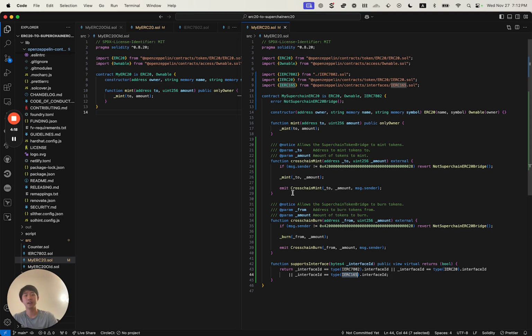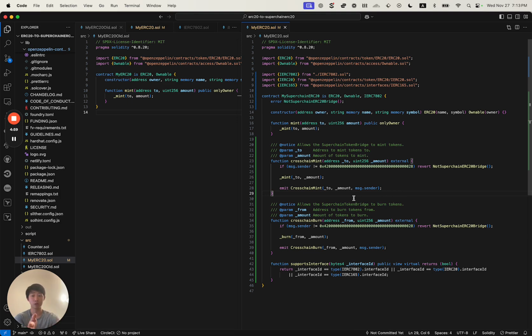Pretty straightforward. And then to get into the meat of it, if you look at cross-chain mint, what's going on here? In cross-chain mint, you can see that first of all, it immediately reverts if it's anyone other than the Superchain ERC20 bridge calling into this function. Obviously, if you don't have this check, then anyone can call in and mint new supply, and we don't want that. So we're adding this check in the beginning. Then it mints using the internal function given by the OpenZeppelin ERC20 implementation, and then emits a cross-chain event.